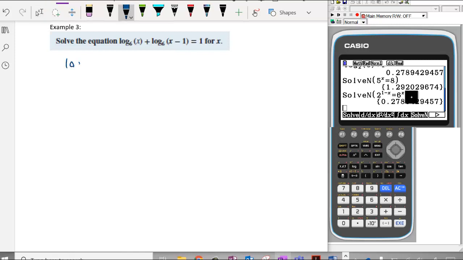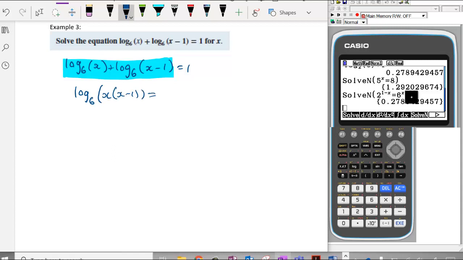We have log base 6 of x plus log base 6 of x take 1 is equal to 1. Now the first step is we need to be able to simplify. Use the skills we worked on last lesson. It's log base 6 of x plus log base 6 of x take 1. So they have a coefficient of 1. They have the same log base, so we can rewrite them using the product rule as log base 6 of x multiplied by x take 1 is equal to 1.